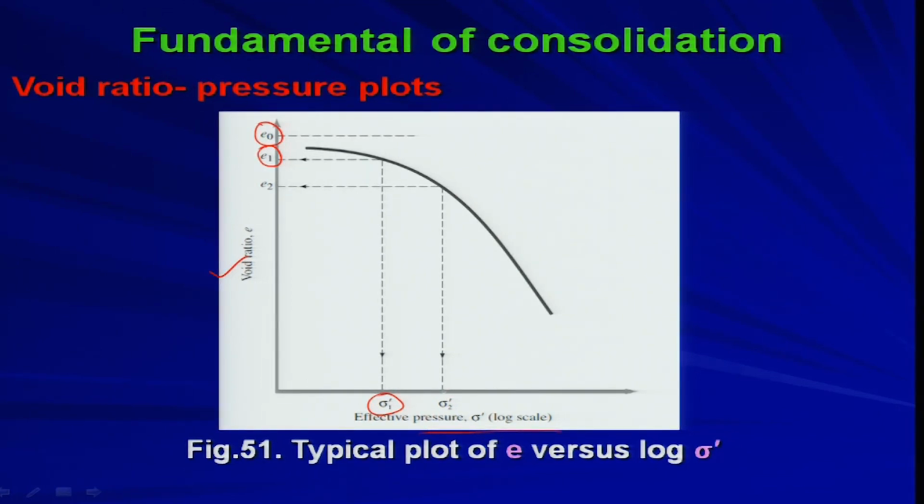Similarly, if you increase the effective pressure, rather the total pressure, which eventually becomes the effective pressure, from sigma 1 prime to sigma 2 prime, you get a further reduction in the void ratio, and the void ratio becomes e 2. We have seen how to calculate all these values. If you join these points, you get a nonlinear curve like this.